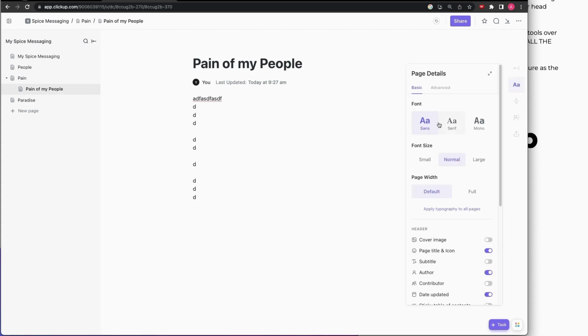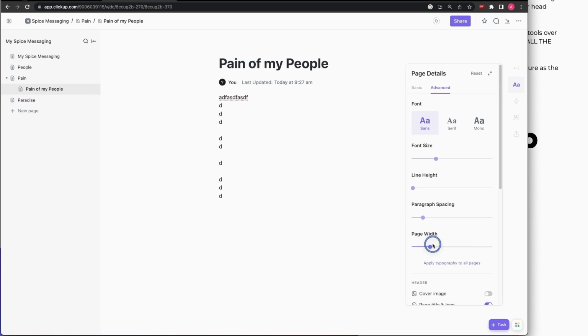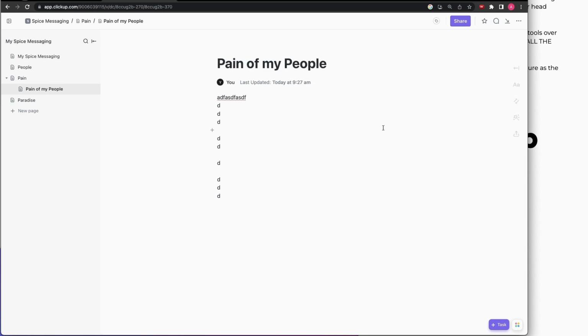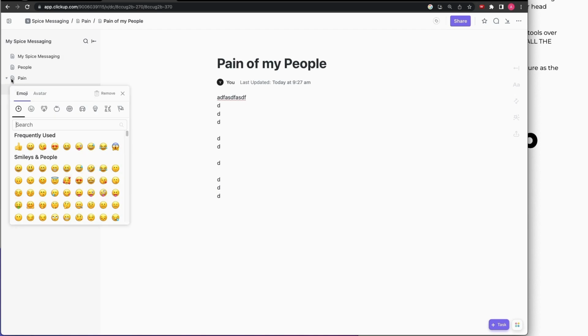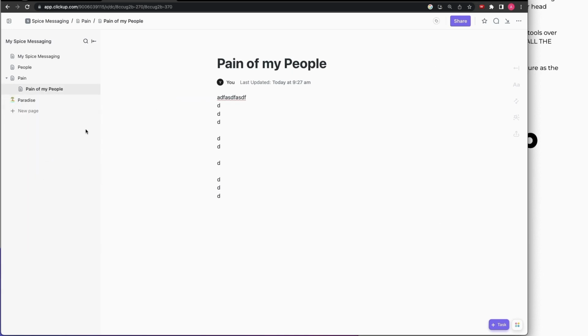I can go over here and mess around with the page details. So let's say, for example, I want the spacing to be a little bit different, the paragraph spacing, the page width. I can mess around with all of that, just these small settings that are over here. I can click on this little icon, and I can set, let's say, pain. What is a good icon for pain? I know a good paradise one. Let's do island. We got an island. Yeah, there we go. Paradise, right?